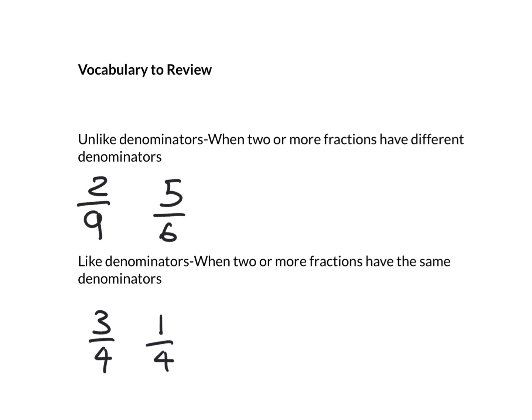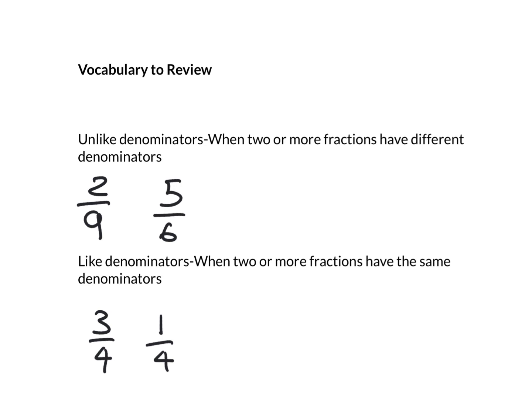Vocabulary to review. Unlike denominators: when two or more fractions have different denominators. Here we have 2/9, which has a denominator of 9, and 5/6, which has a denominator of 6. Since 2/9 is 2 parts, each sized 1/9 of the whole, and 5/6 is 5 parts, each sized 1/6 of the whole, we can see that these wholes are broken down into unlike denominators.